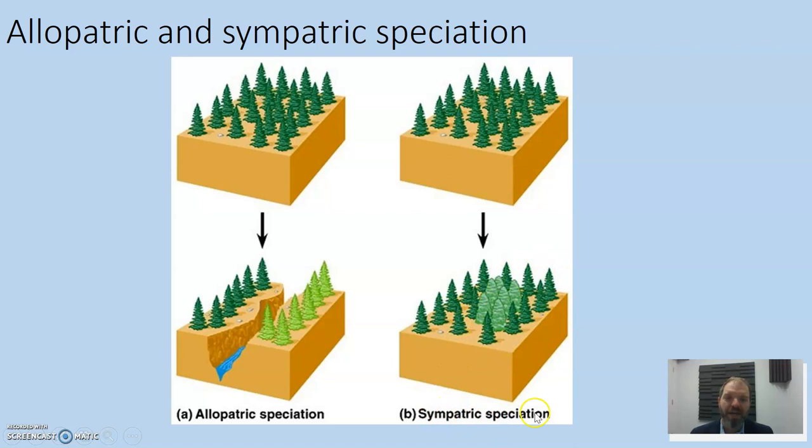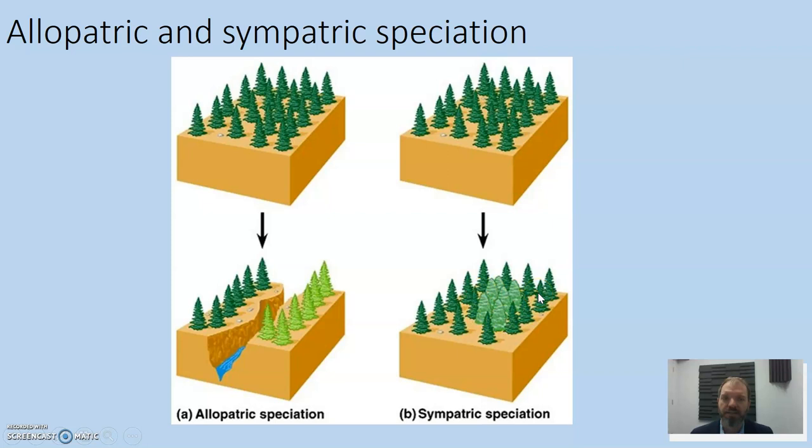Now, this doesn't happen very often. Sometimes you can get speciation happening without a geographic barrier in between, just through a large genetic shift that produces reproductive isolation. This happens more often in plants, so it's not very common for animals to undergo this process.